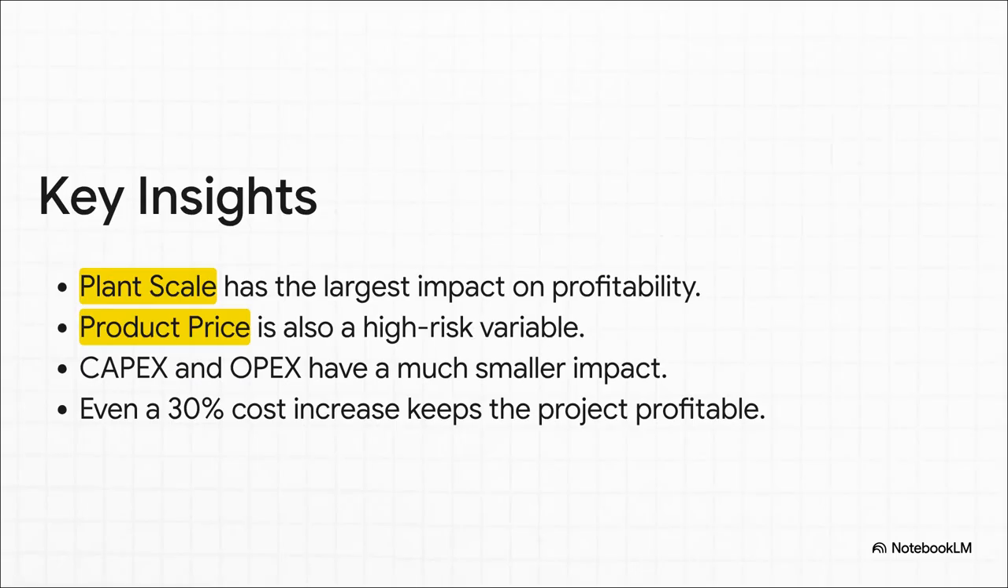This gives us some crystal clear takeaways. As the chart showed, plant scale can really move the needle on profit. Product price is another big one. So those are our high-risk variables. But in contrast, our costs have a way smaller impact. In fact, the analysis shows that even a major cost overrun keeps the project in the black. We now know exactly where to focus our attention.